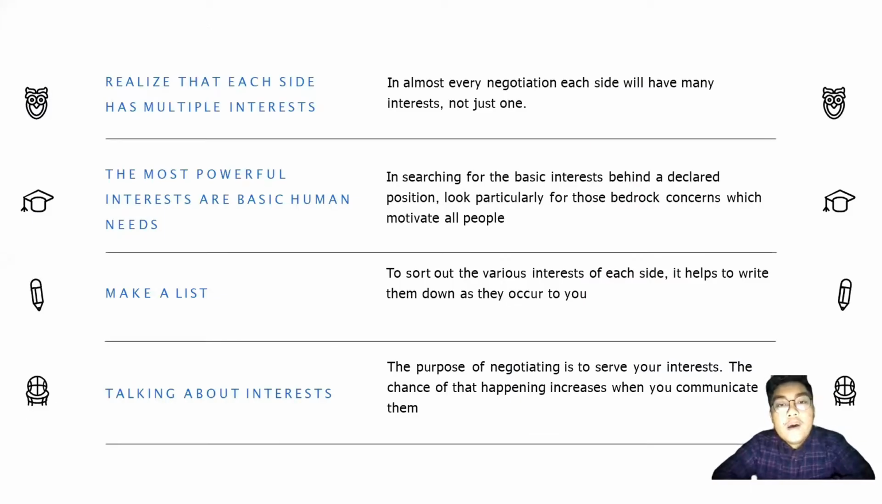So now I'm going to explain the aspects that need to be taken into account while negotiating. The first one is realizing that each side has multiple interests. In almost every negotiation, each side will have many interests, not just one. For example, if I'm negotiating with another party, my interest and his or her interest will be different. So I have to respect his or her interest and they need to respect mine.